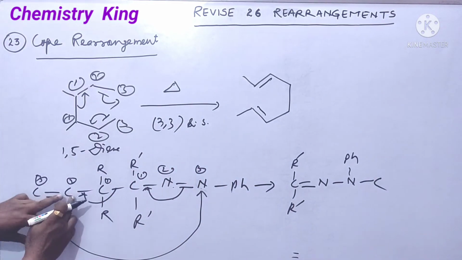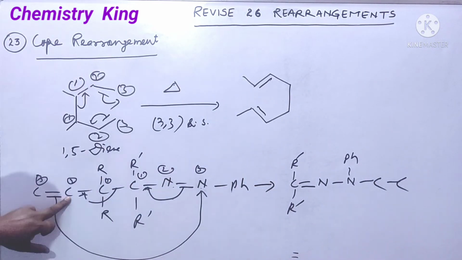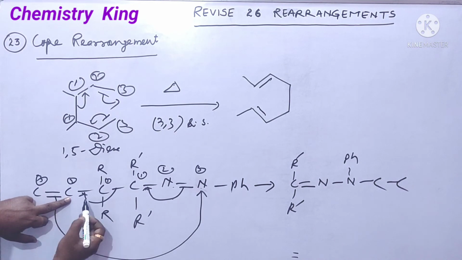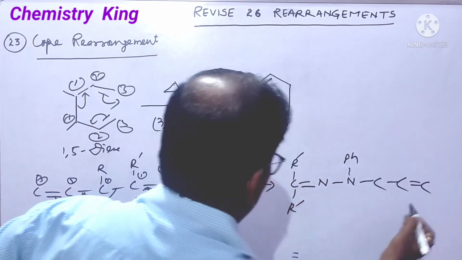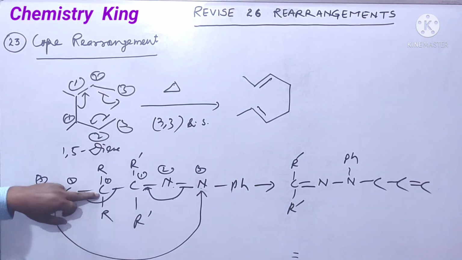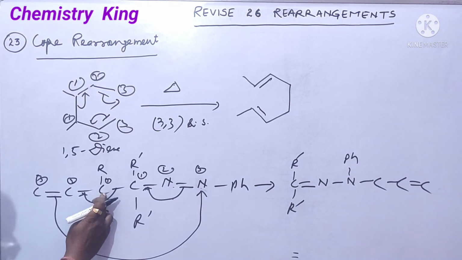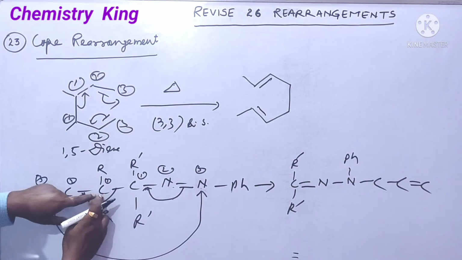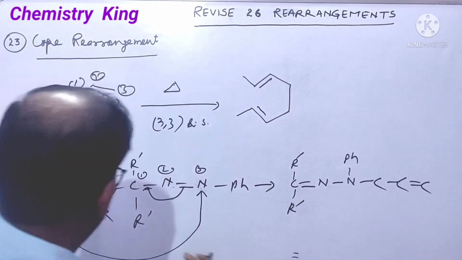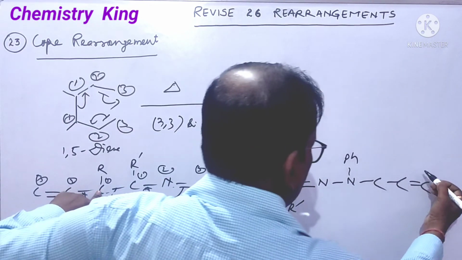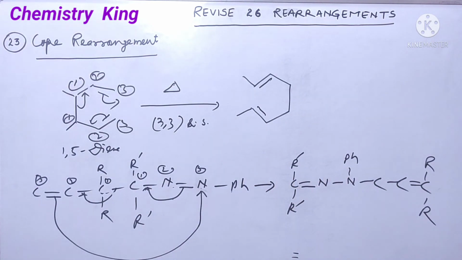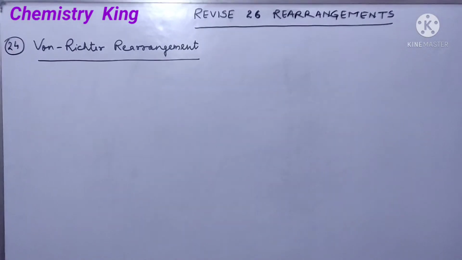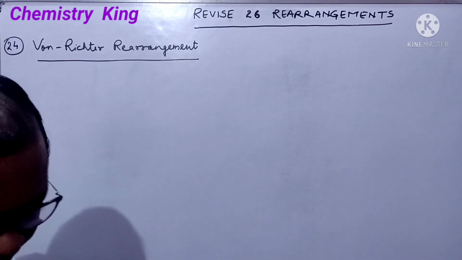This carbon. Then this carbon. Then this carbon. And double bond will be here. Double bond C. Double bond C. Double bond C. Okay. And with this carbon, double bond is here. With this carbon, it is R, it is R. This is Sommelet-Hauser rearrangement. 24 is Von Richter rearrangement.